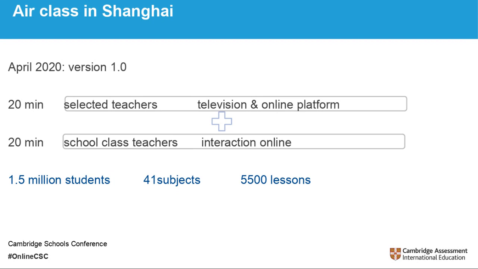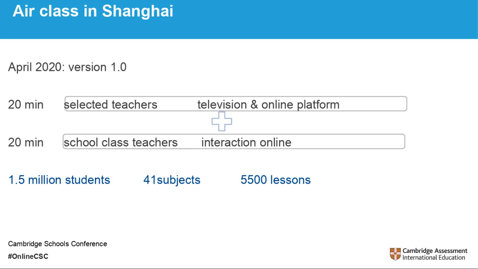They invited experienced teachers to teach 20 minutes through the television and online platform for every lesson. This means altogether 5,500 lessons in 41 subjects in various age groups. The city of Shanghai has 1.5 million students, so they could all get the opportunity to watch 20 minutes of each lesson from selected mature teachers presenting the knowledge part.